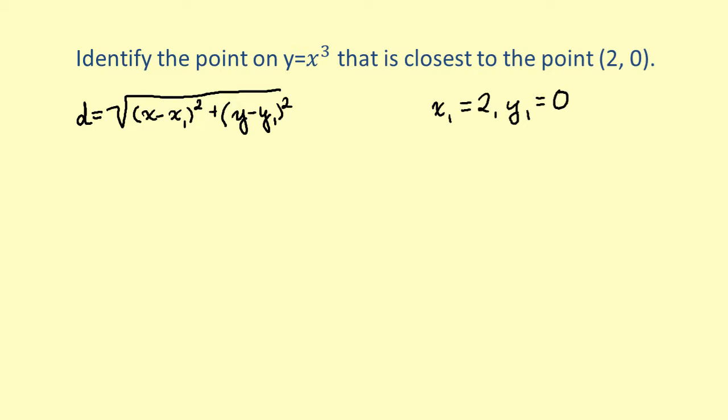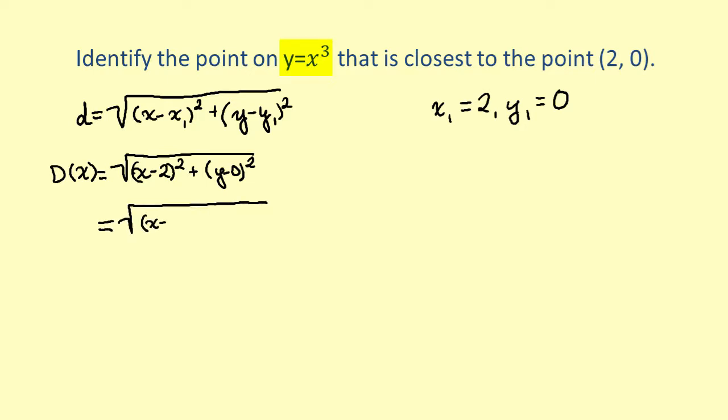Substitute the values 2 for x1 and 0 for y1 into the distance formula. Recall that y equals x cubed, so rewrite the equation for d of x into a single variable equation for d. Note that we rewrote the second term under the radical as just x cubed since there was just 0 being subtracted. Now, let's simplify this expression.